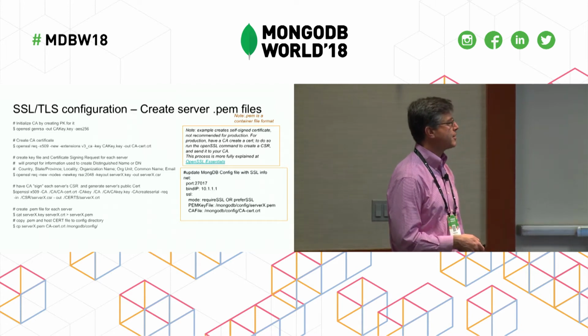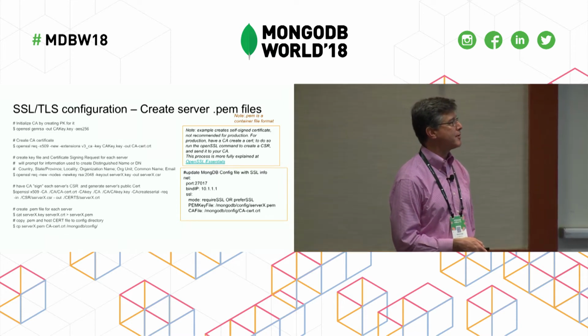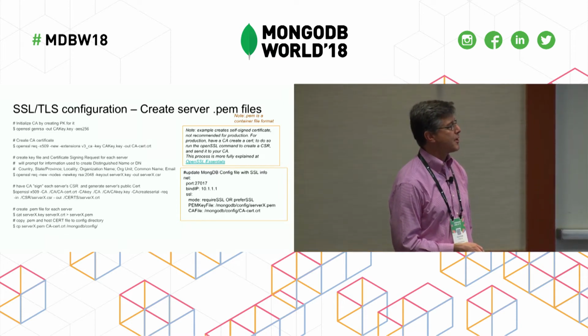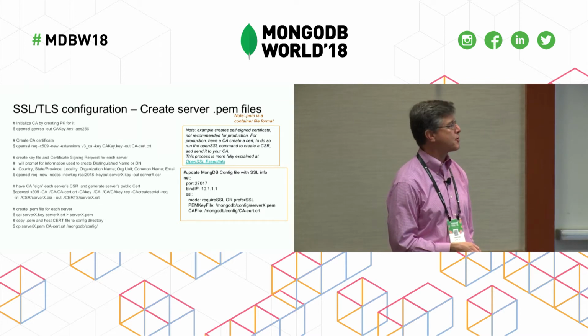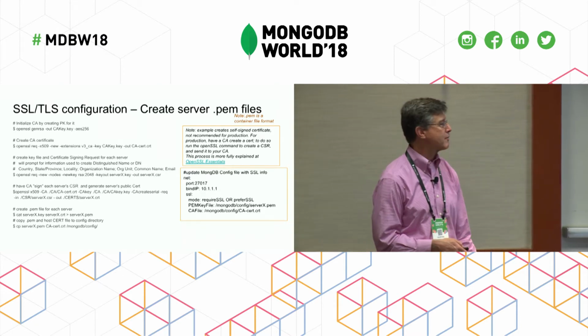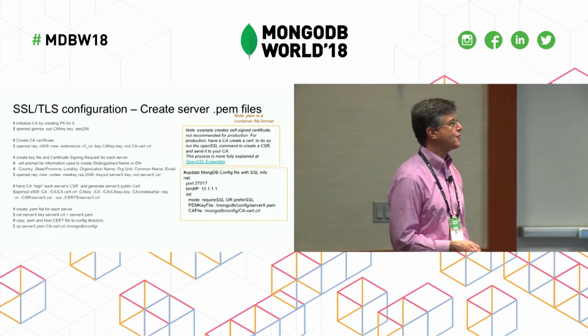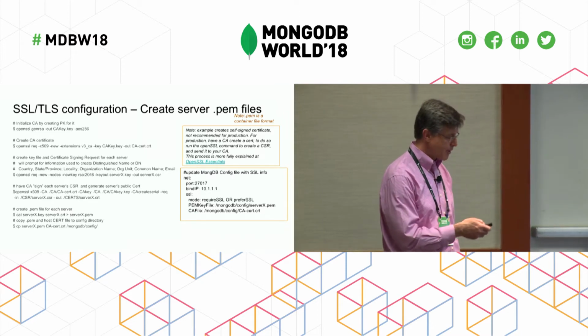So that's simply a concatenation of the key and the cert file, and copying that into the configuration file. And then in your MongoDB config file, you're going to set up an SSL section and indicate the mode, which can be require SSL, which is recommended for production applications, but we understand that in development or test, you may not require SSL. And then specify the location of your PEM key file and your certificate authority cert.